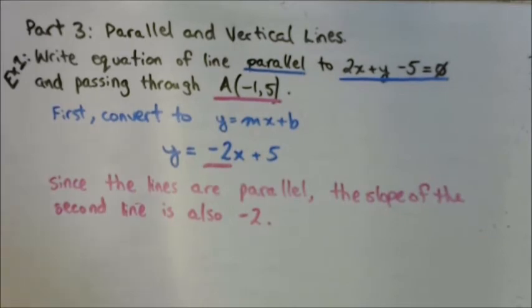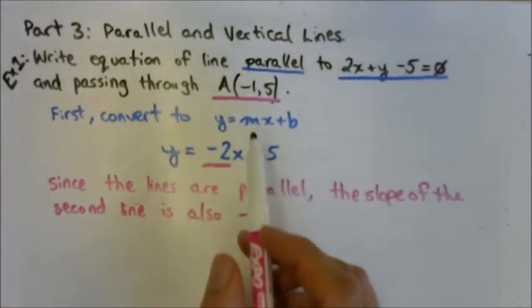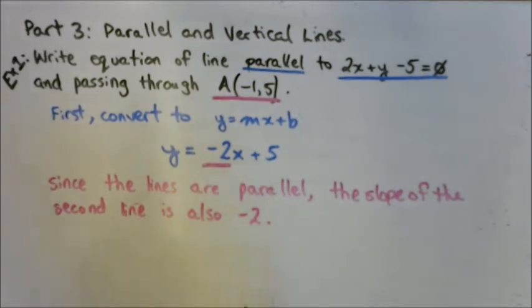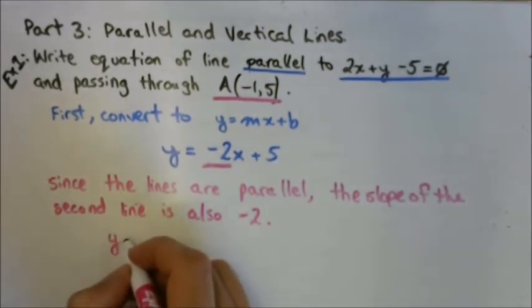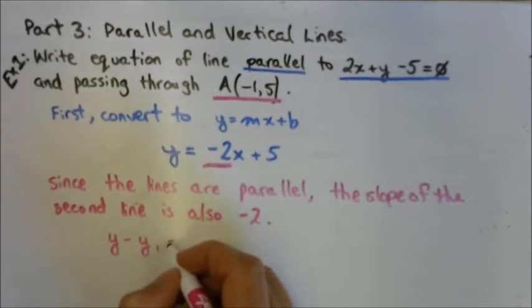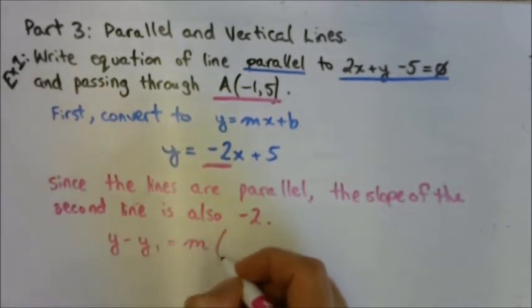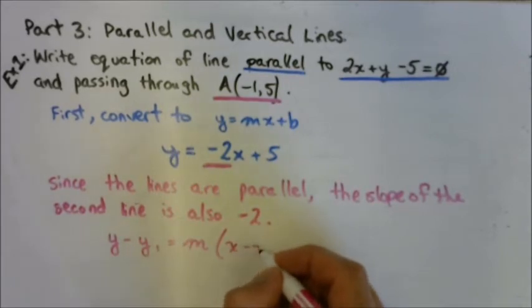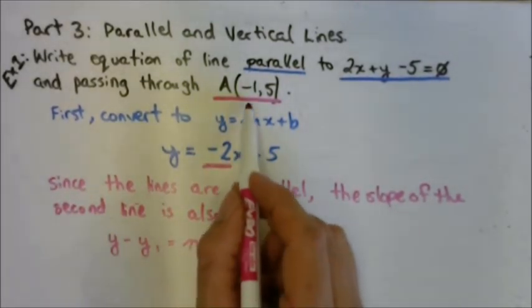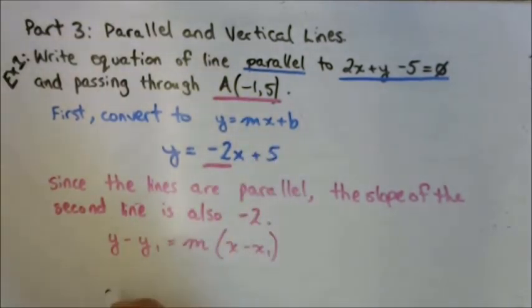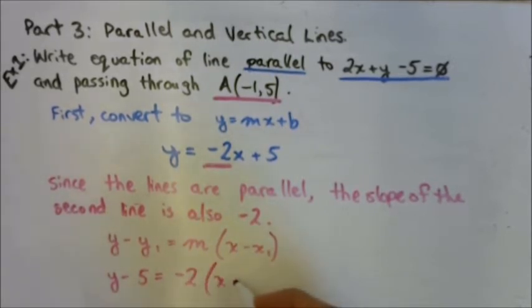Well, I think I have a formula that I can use if I have a point and I have the slope. That's right, the point slope formula. And we'll record it again each time we use it to help us memorize it. It's y minus y1 is equal to the slope times x minus x1. Now I don't have to choose between points that I want to use. I'm only given one point, so I can just sub those values in. y minus 5 is equal to the slope, which is negative 2, times x minus negative 1.